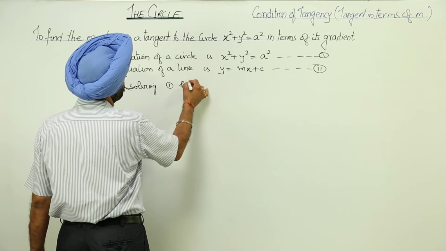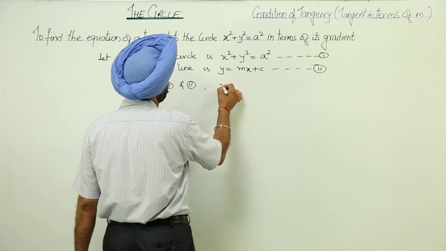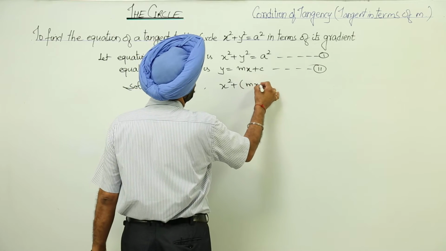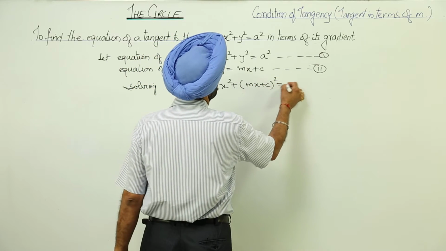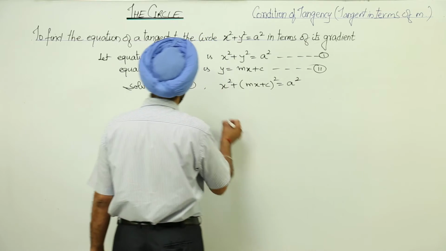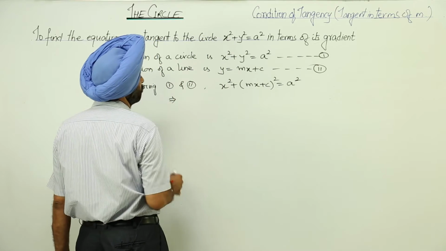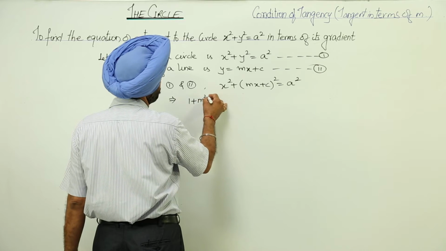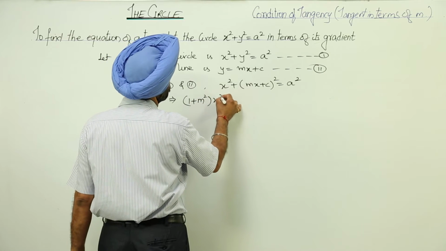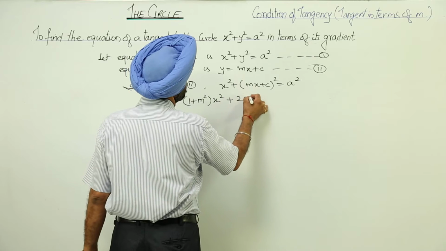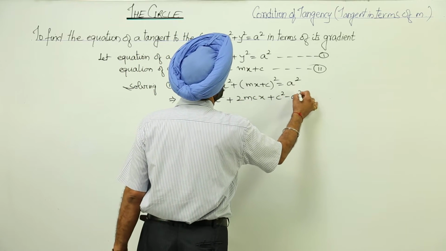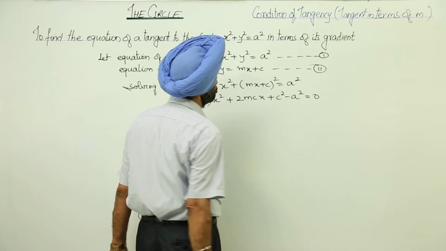Solving 1 and 2, x square plus (mx plus c) whole square is equal to a square, and on solving this we are getting 1 plus m square times x square plus 2mcx plus c square minus a square is equal to 0.